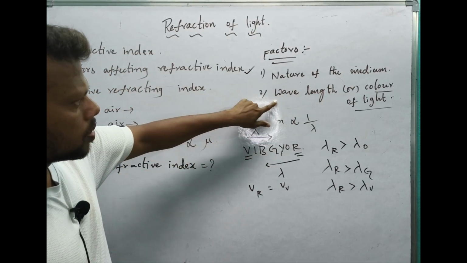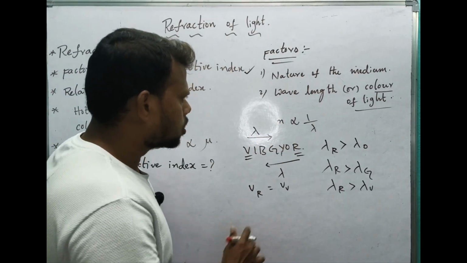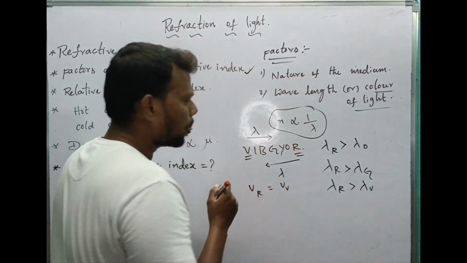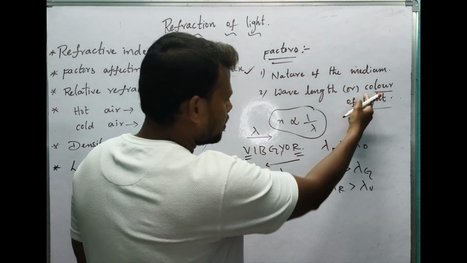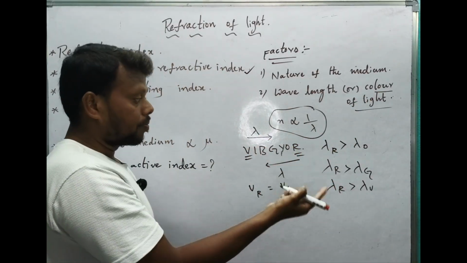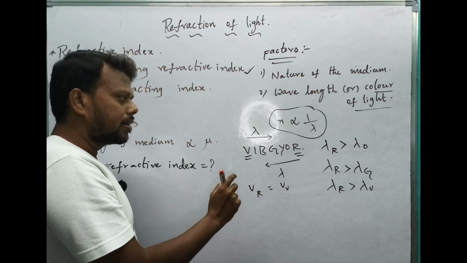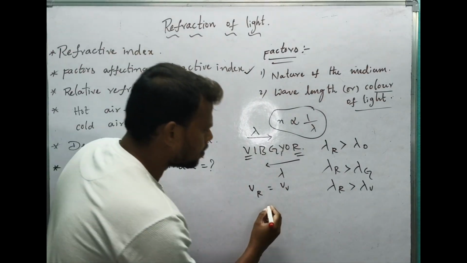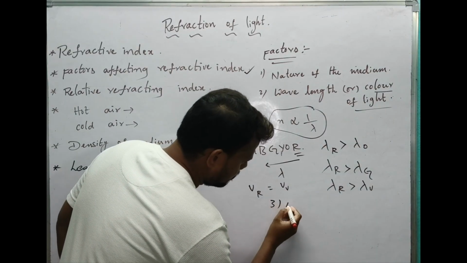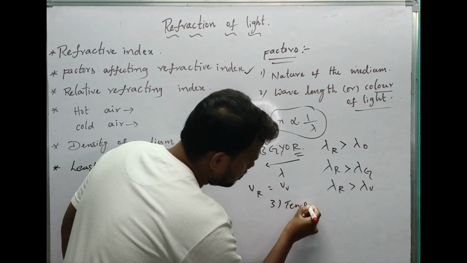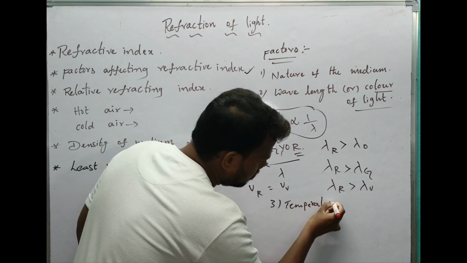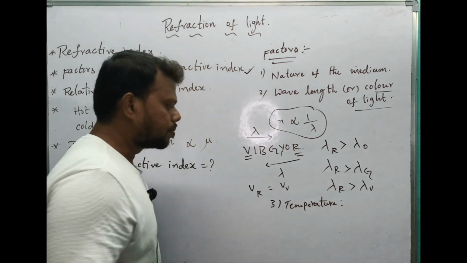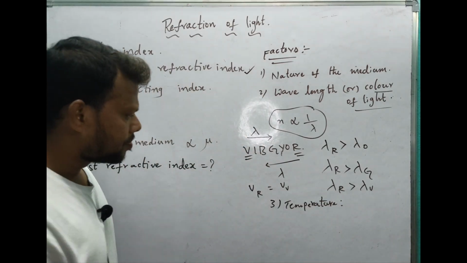So this is how wavelength depends on color. As we have seen, red has the maximum wavelength when compared to violet. The last factor is temperature. How does the refractive index depend on temperature?